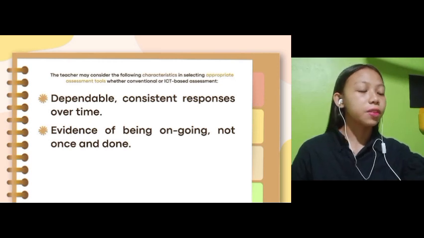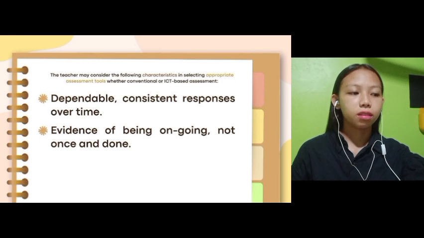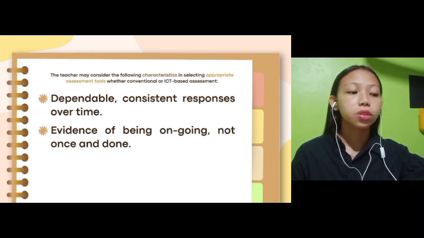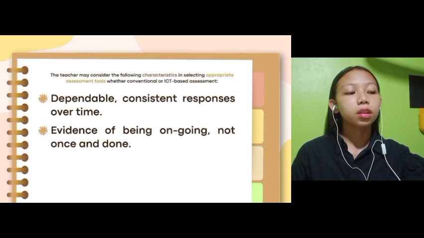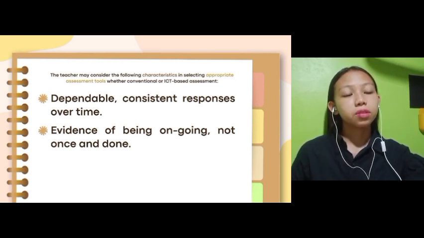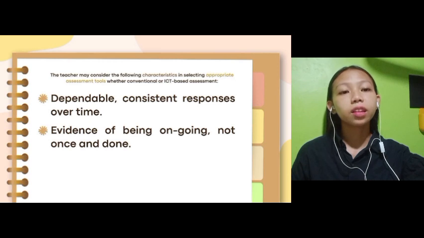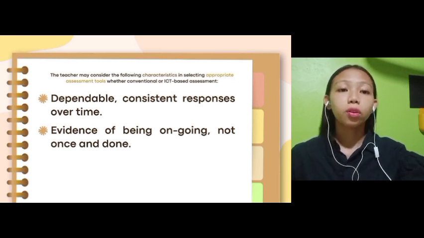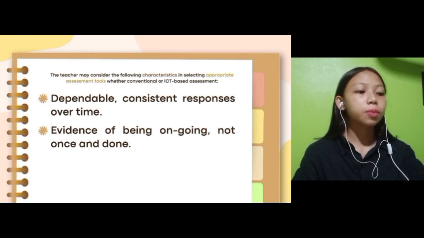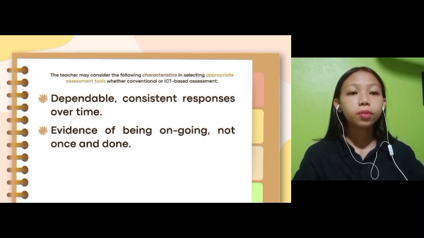And lastly, evidence of being ongoing, not once and done. So the assessment tool that we should choose should show the result of the ongoing learning process of our students. It should not be used just one time, because in assessment there is a need to know the students' learning and their progress in a specific subject. So it is important to utilize an assessment tool that displays the evidence of the continuous process of learning of the students.